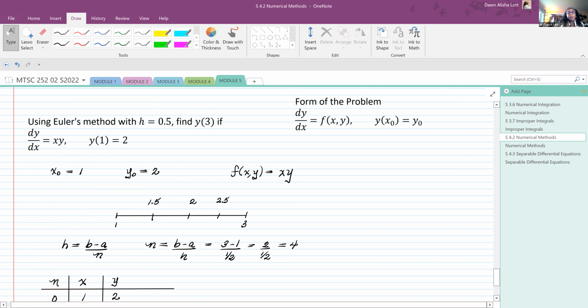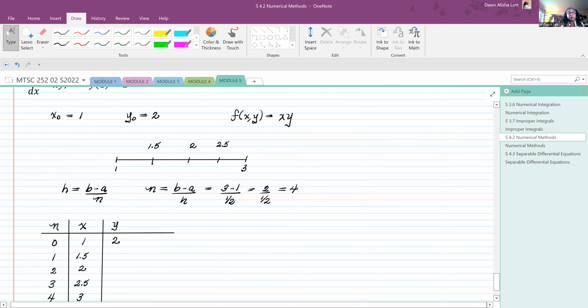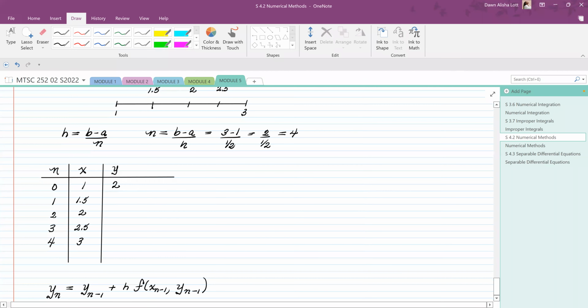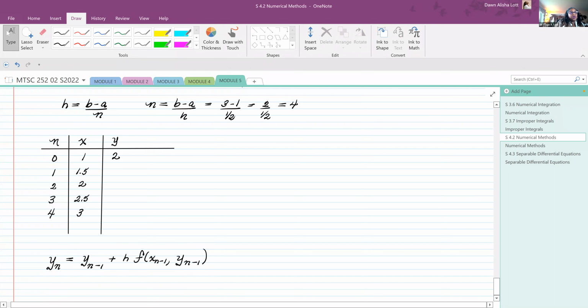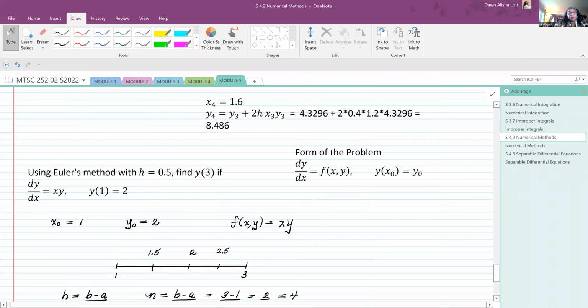Do you see how I'm making my chart, Devin? Yeah. Okay. Now what I'm trying to get to is, I know y of 1. I need y of 1.5, and then I'll get y of 2, then y of 2.5, and then y of 3. Then I will have satisfied the problem, which is to find y of 3.